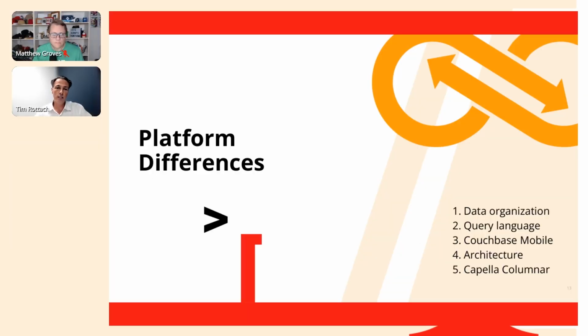So we talked about some of the similarities between ourselves and MongoDB, but let's highlight some of those differences, right? We've got a couple different topics we're going to cover. We're going to talk about data organization, our query language. We're going to hit on Couchbase Mobile and data synchronization, architecture, and analytics with our Capella columnar.